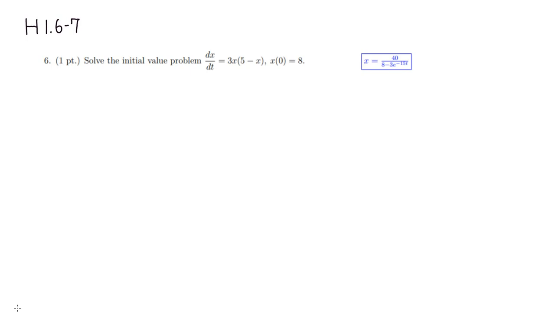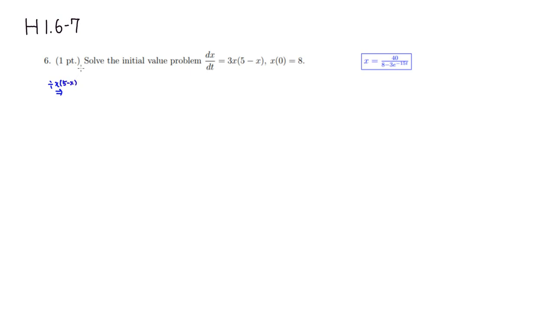Alright, let's look at homework 1.6, 1.7, problem number 6. Let's solve this initial value problem. This is a separable equation, so I'm going to divide through by x times 5 minus x.